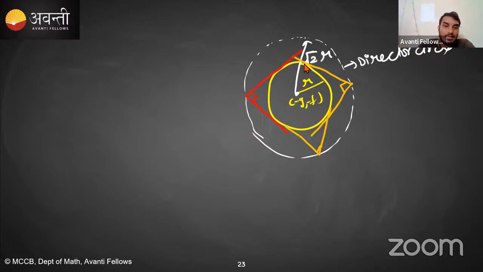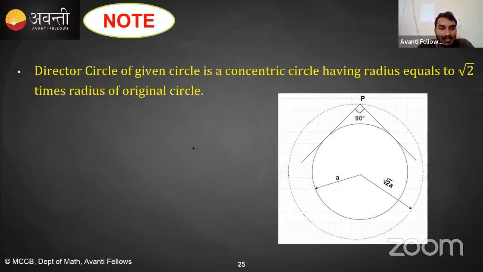The point to be noted is that the director circle of a given circle is a concentric circle having radius equal to root 2 times the radius of the original circle. So that is the important point. Tell me quickly in the chat box how many of you understood. Concentric means the director circle has the same center as the original circle, but its radius is root 2 times the original radius.